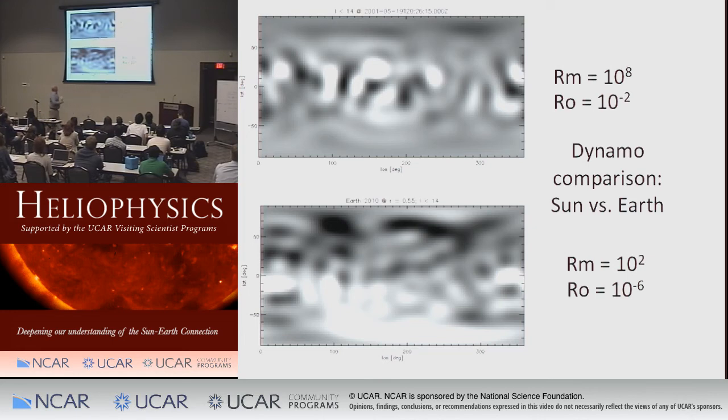This is sort of more complicated because the Reynolds number is 10 to the 8. Here the Reynolds number is only 10 to the 2. So it's a much gooier fluid. So it's not doing as much turbulence. The other thing that's going on, the Rossby number is 10 to the minus 2. So rotation is not as effective a force in the sun's dynamo as it is in the Earth's dynamo. So those are the two big differences between those. But you can see they have a lot in common.